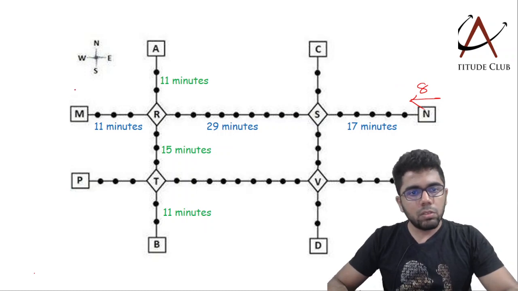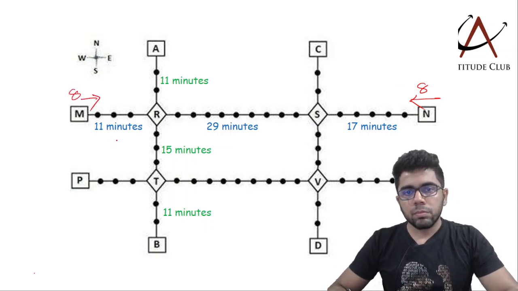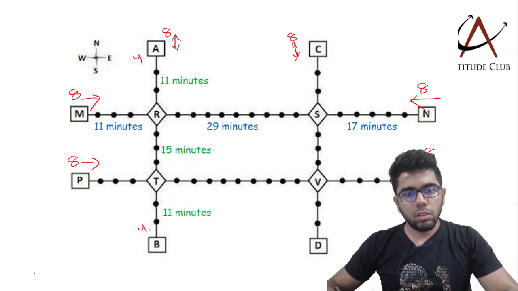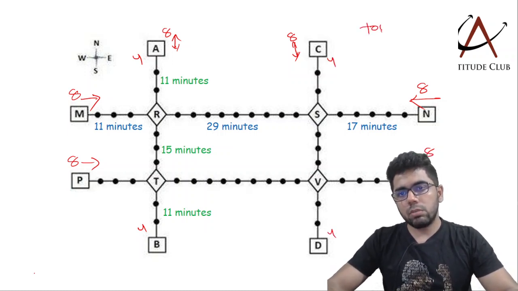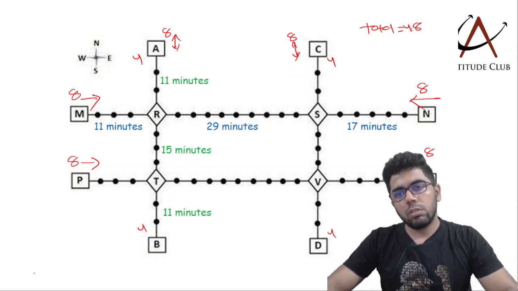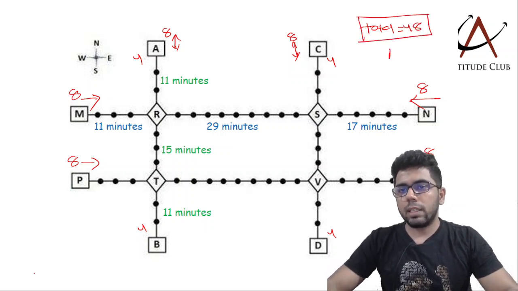With the same logic, I would need 8 trains on this terminal. Same case in this case also. Here I saw 8 trains total to and fro, and in this case also 8 trains to and fro. Basically that is 4, 4, 4, 4. So what is the total number of trains that you need? 8, 8, 8, 8 is 32, and then 16. 32 plus 16, you need a total of 48 trains, and that is the answer.